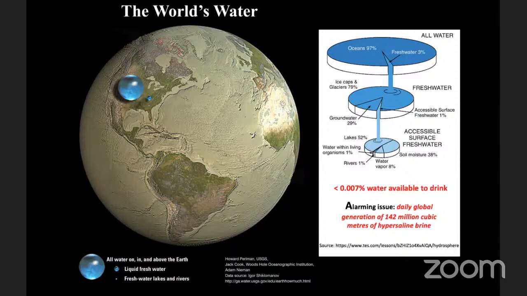Desalination technology is mature enough to cope with this requirement, but it has created an alarming issue by daily generation of hypersaline brine of 142 million cubic meters. Whereas tapping groundwater has several other issues to meet the water demand at its quality. India accounts for 16% of the population of the world, and to serve the basic need of water to this population, we possess only 4% of the world's freshwater resources.